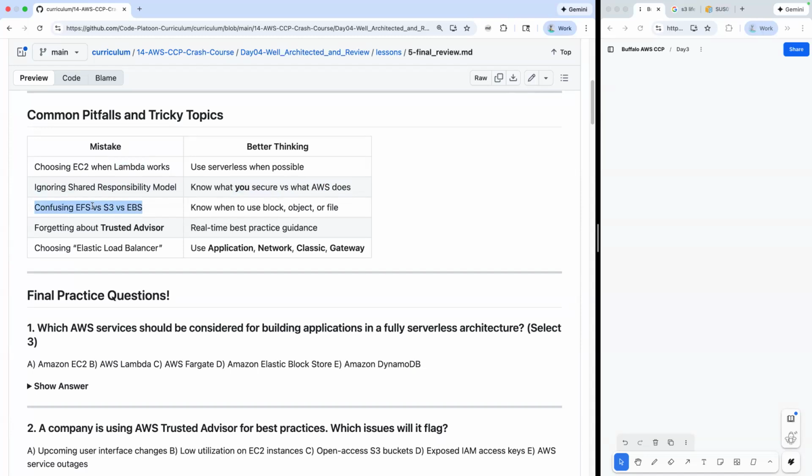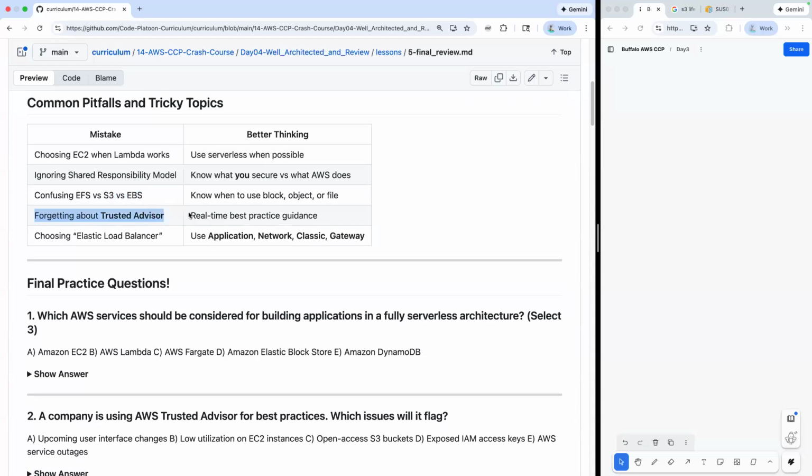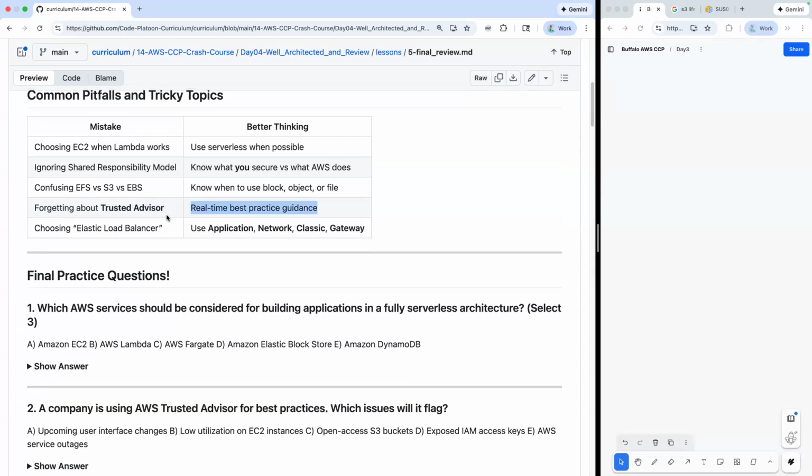Confusing all of this jargon: elastic file storage, S3 bucket, elastic block storage. You're going to have to come up with some mnemonics to remember what these are. And frankly, the best way to memorize this is to do a bunch of questions and know when to use the S3 bucket for object storage, elastic file storage, which we haven't seen, or elastic block storage, which is used for EC2s and databases. Missing the Trusted Advisor tool. This is the tool that provides real-time best practices by looking at your actual AWS account and infrastructure.